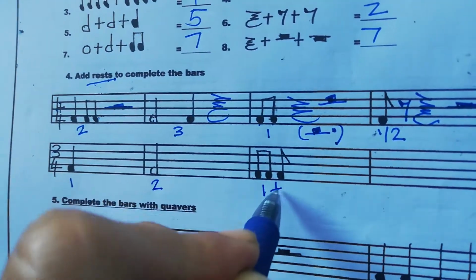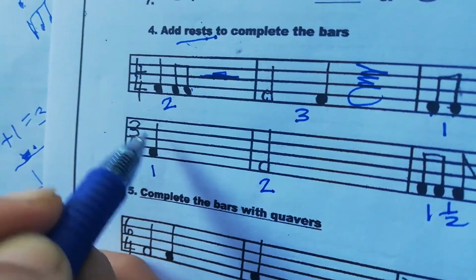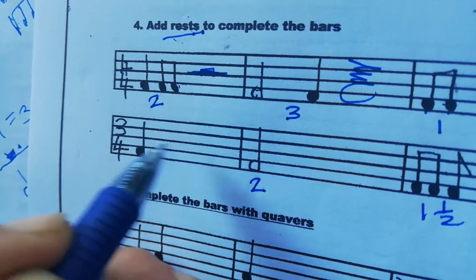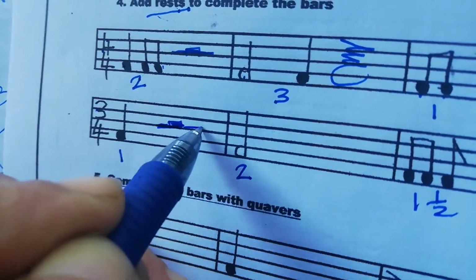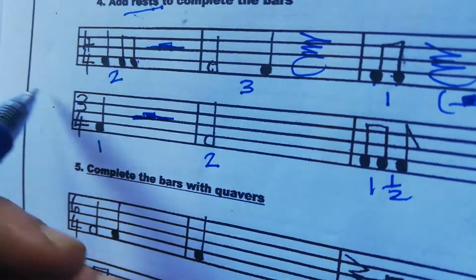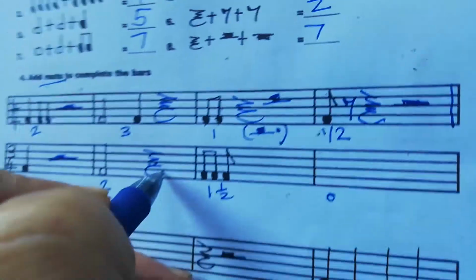There's 1.5 counts there, 0 there. So top number, 3 minus 1 is 2. So we need a minim, which is worth 2 counts, or we could have done 2 crotchets. 3 minus 2 is 1. So we need a crotchet rest or 2 quavers.